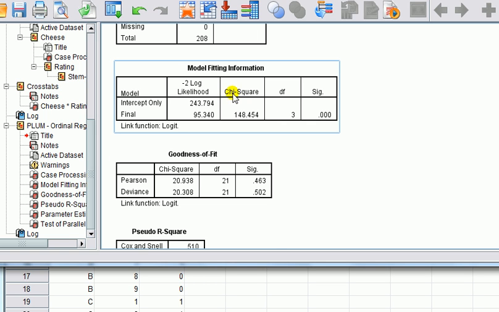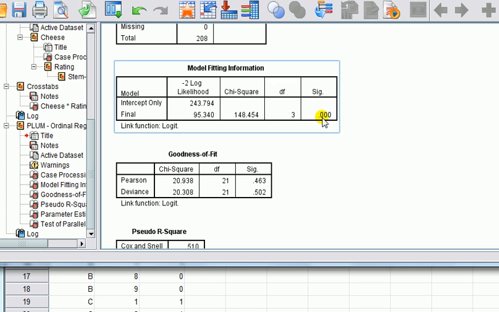We go to the table, it's the second one, called model fitting information. The output here tells us how our model compares to the model with no factors or covariates, in other words, just an intercept. This is otherwise known as the null model. What we're interested in looking at is here, final, and this chi-square value, which is 148. We're interested in the p-value for that, which is basically tiny.